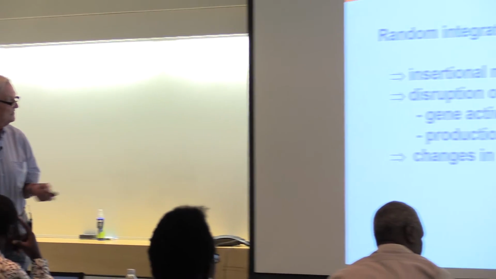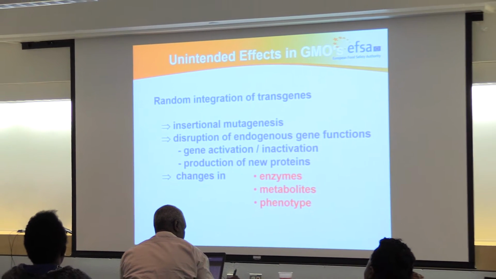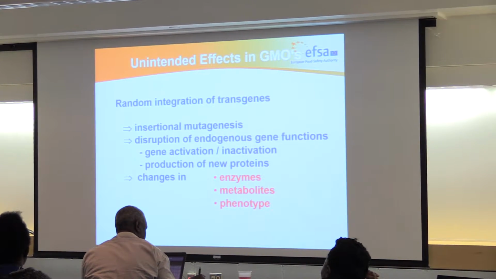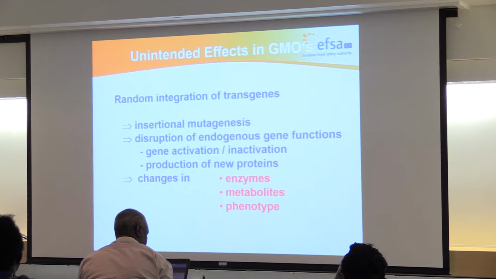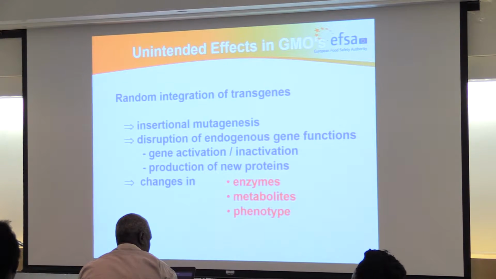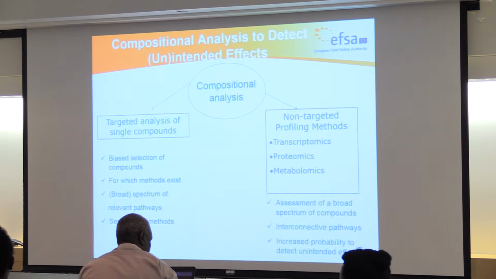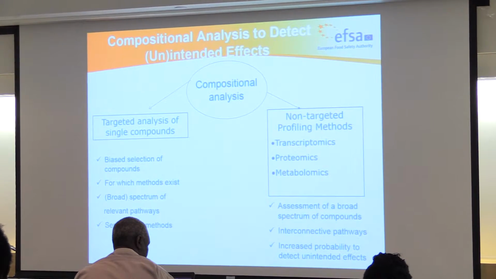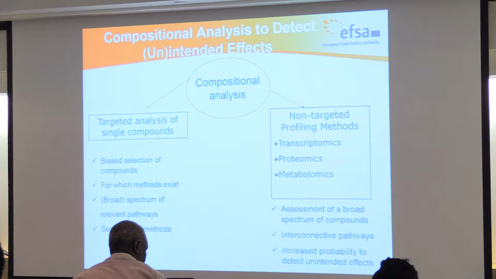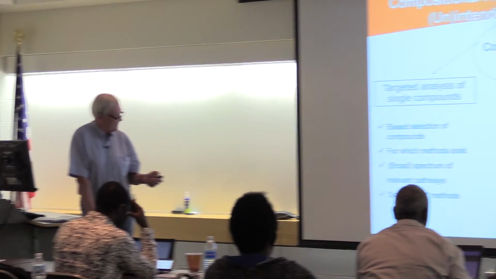Now the other thing, and I don't know how much time you will spend on it during the compositional analysis, is the issue of unintended effects, which could be observed in certain parameters, like changes in enzymes or metabolites, or also changes in the phenotype. There are different ways of approaching the issue of unintended or unexpected effects due to the genetic modification. You could follow the classical approach: just measure the compounds and see what kind of compounds are changed and to what extent.